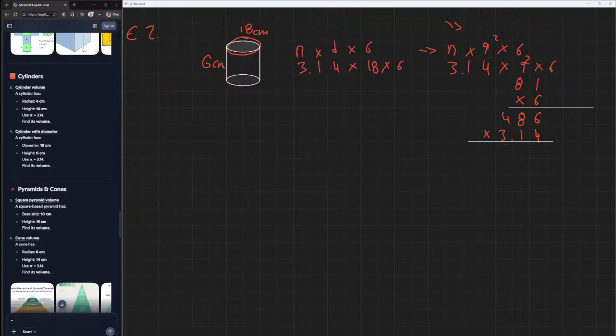You're trying to find the volume of the cylinder? Yup. And it gives me the diameter.